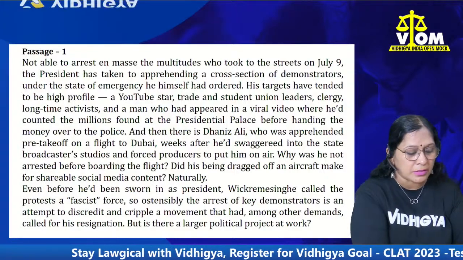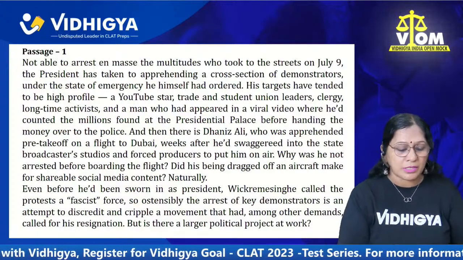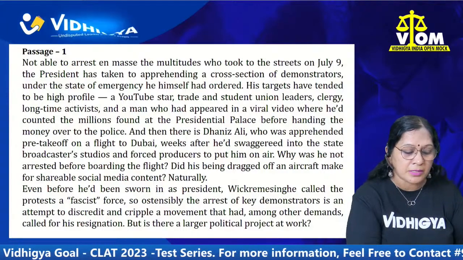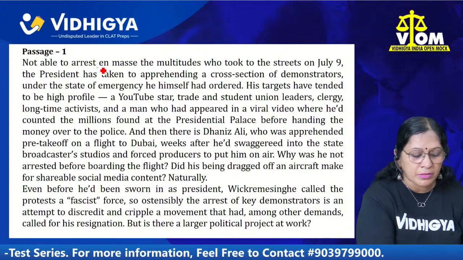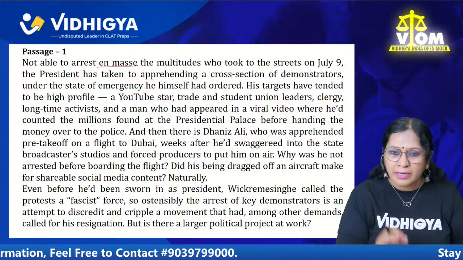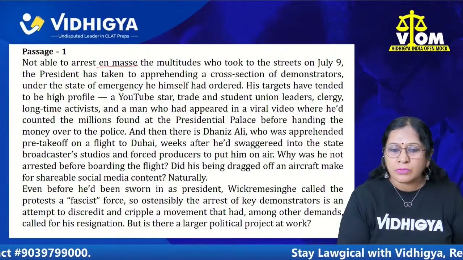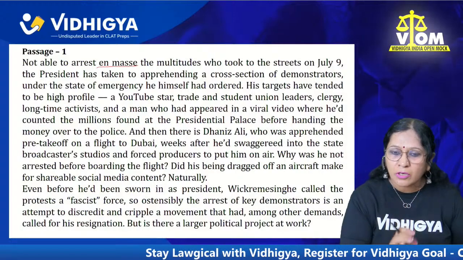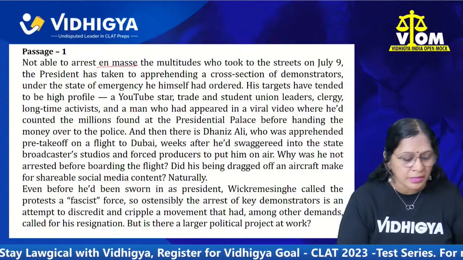So, we'll start now. Not able to arrest en masse the multitudes who took to the streets on July 9, the president has taken to apprehending a cross section of demonstrators under the state of emergency he himself had ordered. Right now, even if we come across a difficult word while we are reading, we need not get stuck there. What you want to do here is to understand the underlying thought that is there in the sentence instead of only going to the words, right?